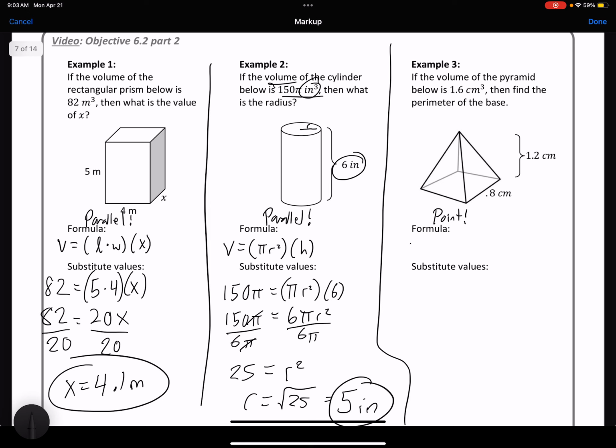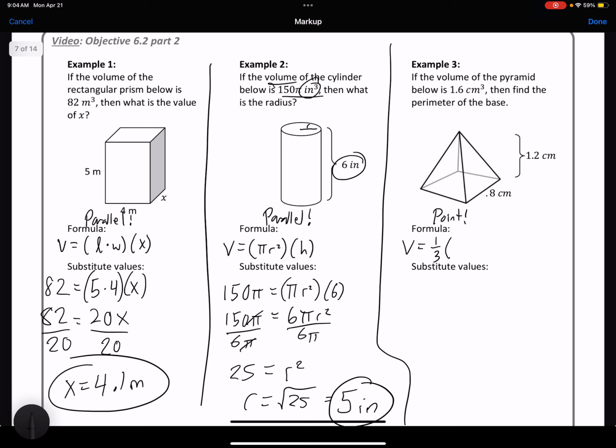Now this is a pointed solid. So what is the formula? It's volume equals, and since it's a pointed solid, we need our 1/3 factor. So 1/3 area of the base is, this appears to be a square. If they don't tell me otherwise, I'm going to, ooh, wait, no. It's not a square.